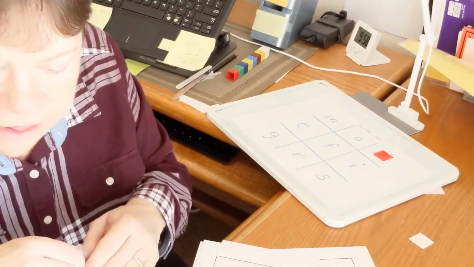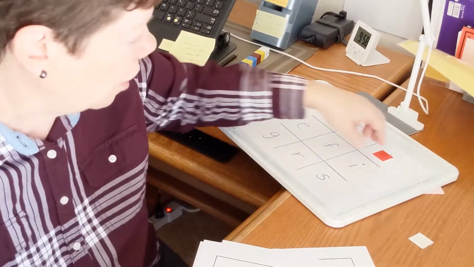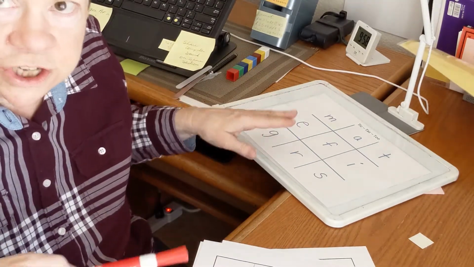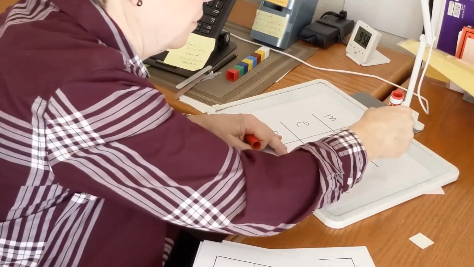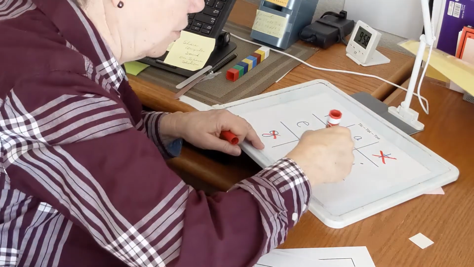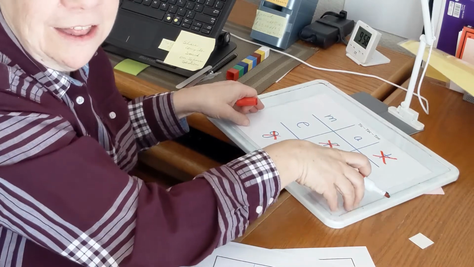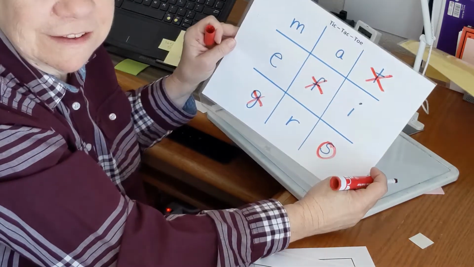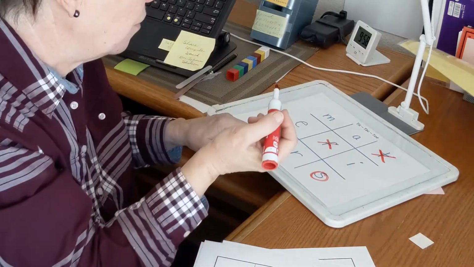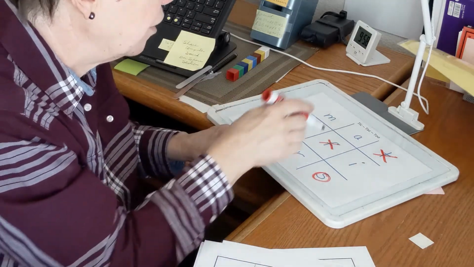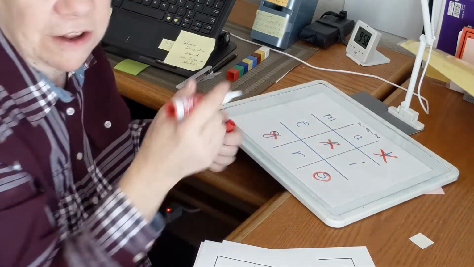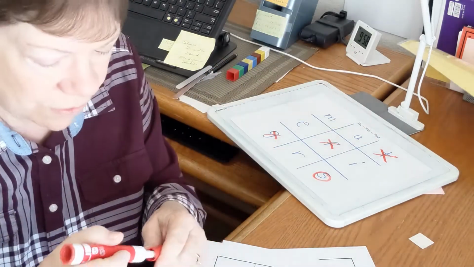You could also do X's and O's. I put the grid in the sheet protector, and I do X's and O's like that, and they play the game that way. They call out the sound, the word, whatever you have on there, and if they say it correctly, then I cross that out as an X, and the other person is an O.